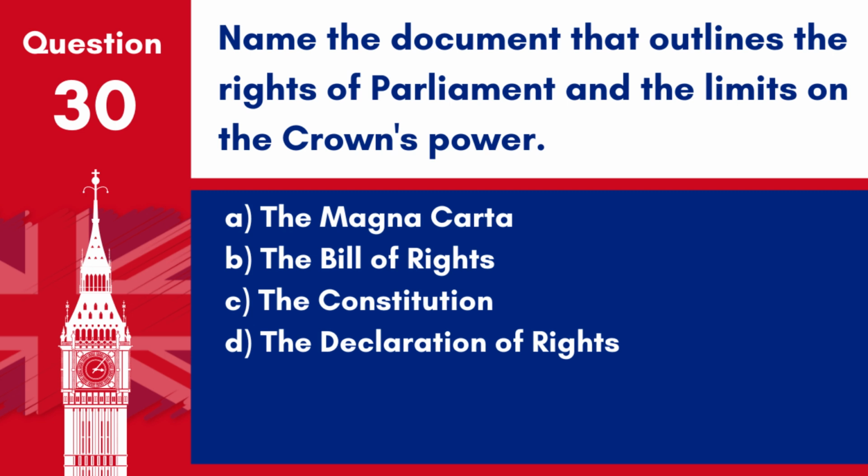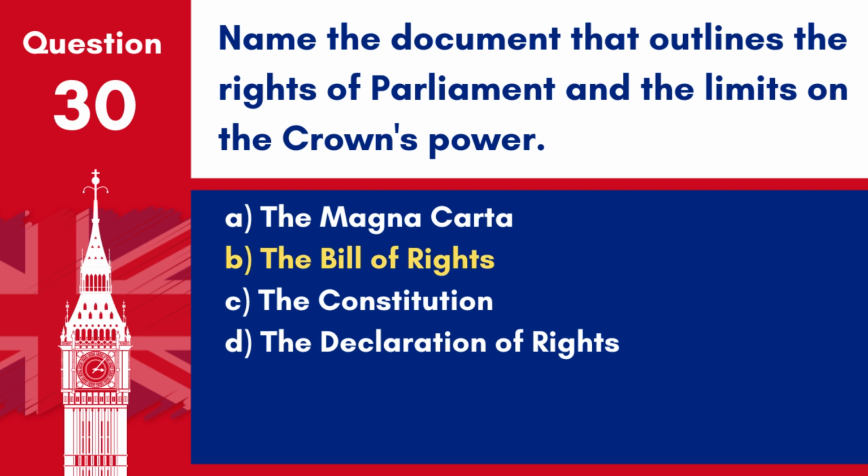Question 30. Name the document that outlines the rights of Parliament and the limits on the Crown's power. A. The Magna Carta. B. The Bill of Rights. C. The Constitution. D. The Declaration of Rights.